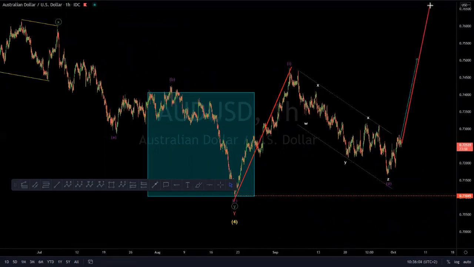Whether it's going to be a wave A or it's going to be a 3 and a 4 and a wave 5, that's still to be seen. But for now, we should look for long opportunities on AUD US dollar. If you are long from the blue box, you should still be remaining long here. This is going to make this move to the upside.